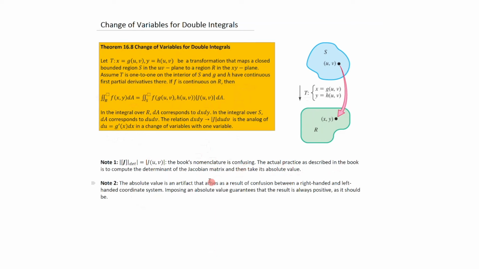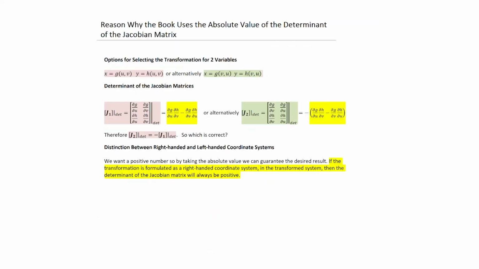Now, why? Well, it's an artifact that arises as a result of confusion between a right-handed and a left-handed coordinate system. Imposing an absolute value guarantees that the result is always positive, as it should be. So even if you don't realize that you're dealing with a left-handed coordinate system, it doesn't matter, because you're forcing the answer to be positive. That's the reason the book uses the absolute value of the determinant of the Jacobian matrix.